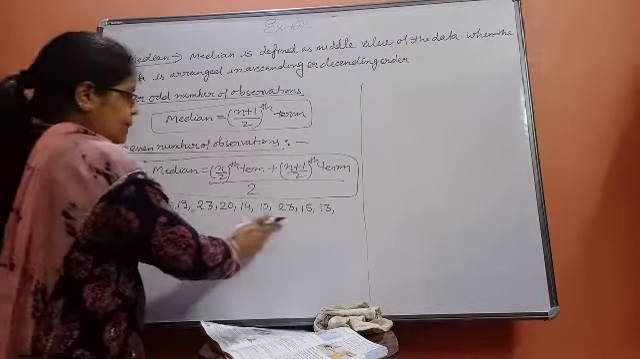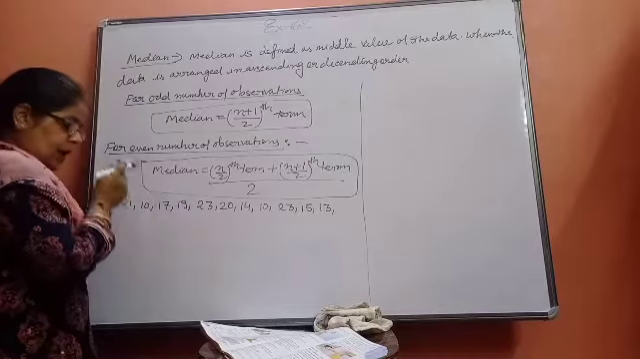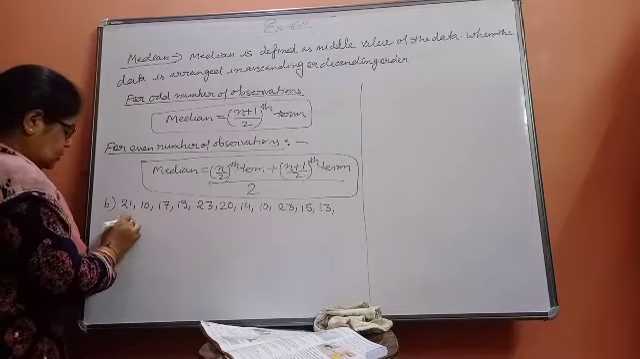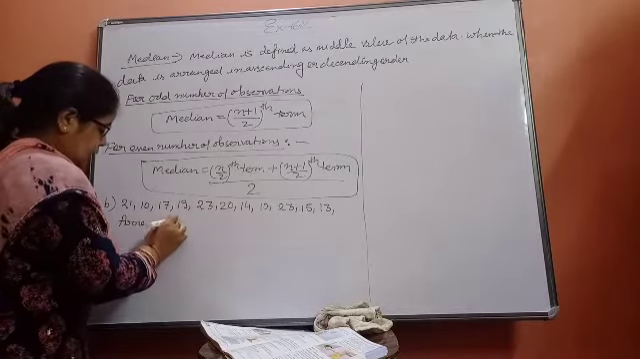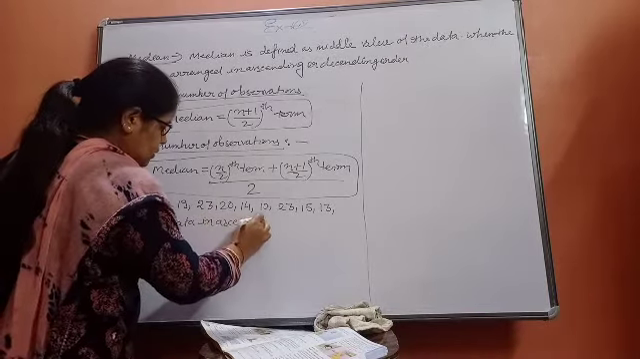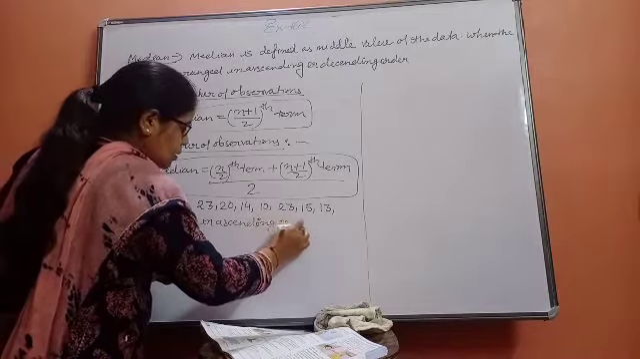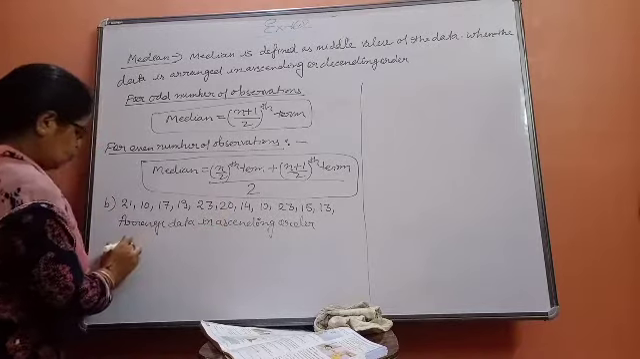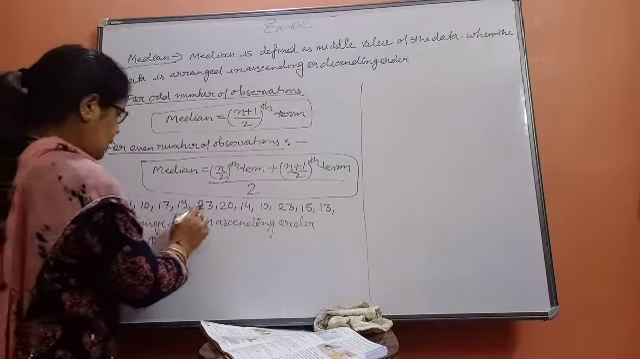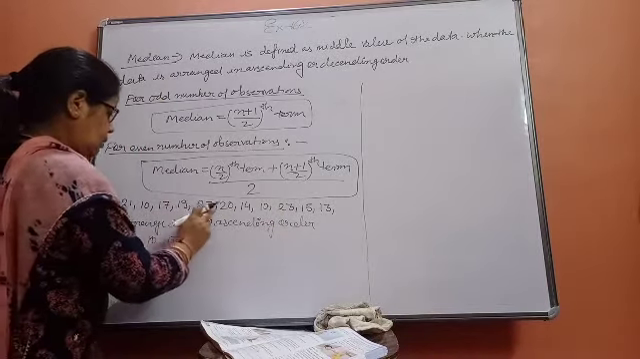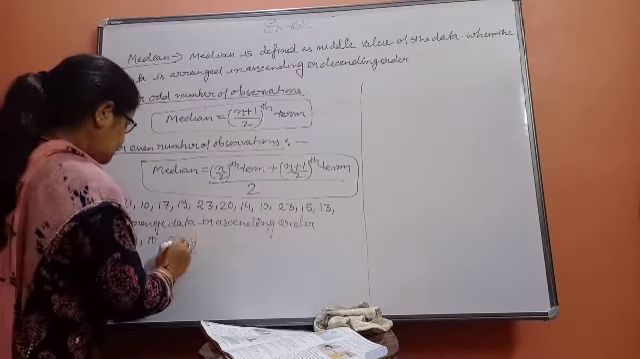Now see, beta, part B of this question. We are going to arrange first of all the data in ascending order. The smallest number is 10, so first both the 10s will come. Then 13. Then 14. After 14, which is the next number? 15.